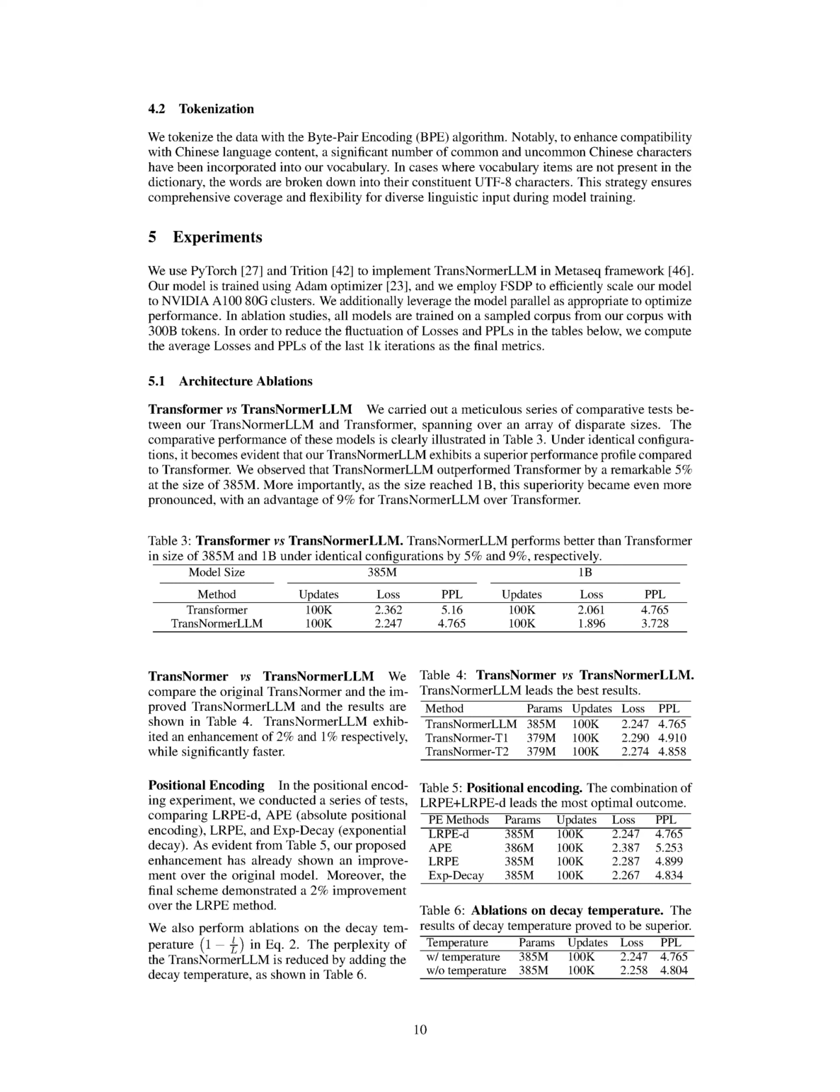Section summary. In our experiments, we implemented TransNormerLLM using PyTorch and Triton in the Metaseq framework. We trained our model using the Adam optimizer and employed FSDP to efficiently scale it to NVIDIA A100 80G clusters. We also utilized model parallelism to optimize performance. Comparative tests between TransNormerLLM and Transformer showed that TransNormerLLM outperformed Transformer by 5% at a size of 385M and 9% at a size of 1B.